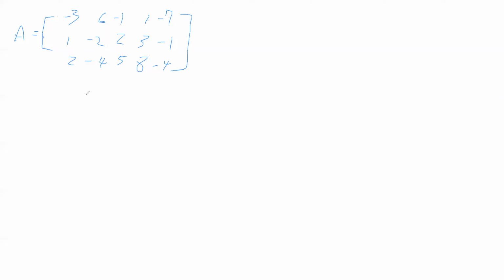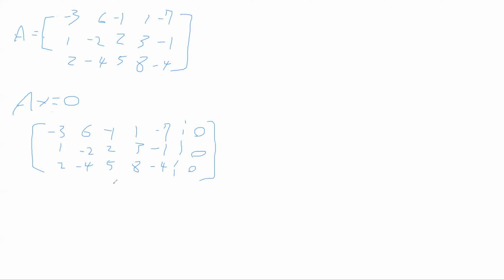Okay. All right. So in order to do this, we're going to write Ax equal to 0 in augmented matrix form. All right. So -3, 6, -1, 1, -7, 1, -2, 2, 3, -1, 2, -4, 5, 8, -4. And then we get a bunch of zeros, 3 zeros on the right.